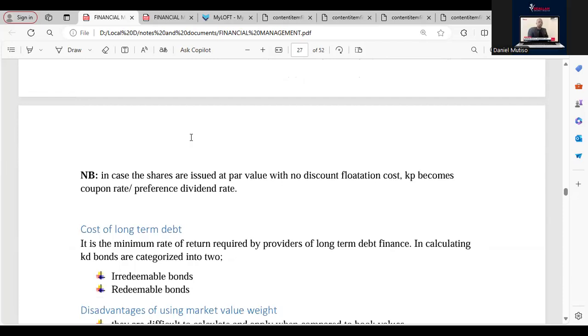Now, NB, we have been told in case the shares are issued at par, it means that they don't have any change, and therefore they don't have any flotation costs. Then the KP becomes the coupon rate, or the preferred dividend rate. So it means that the shares are still trading at the original prices.